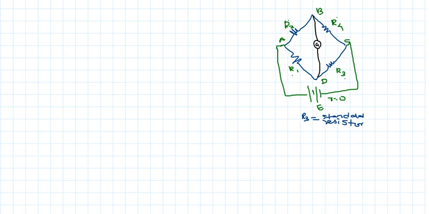Similarly, the resistance whose value I want to know will be connected at the place of resistance R4. That is, the unknown resistor, we have to place at R4. Okay, now I told you how to get that R4.